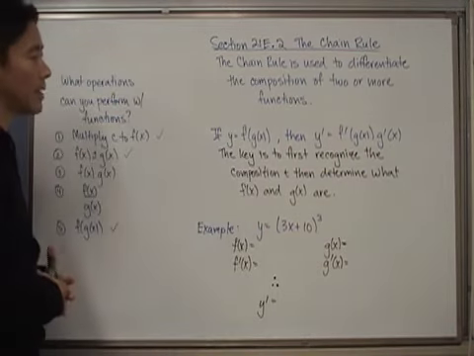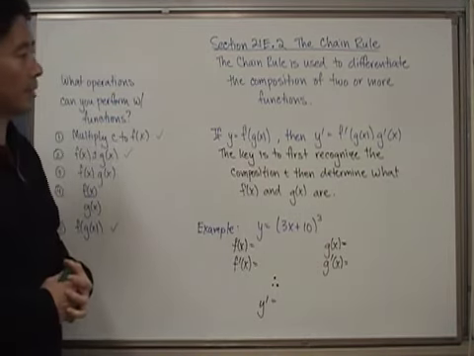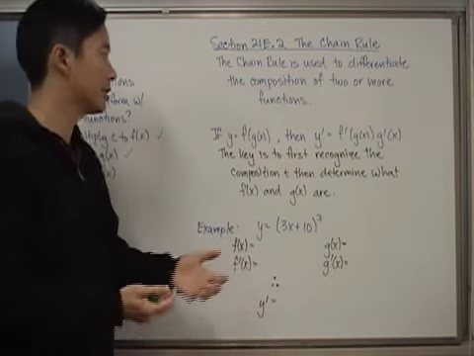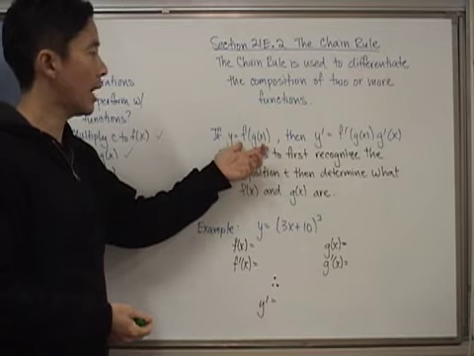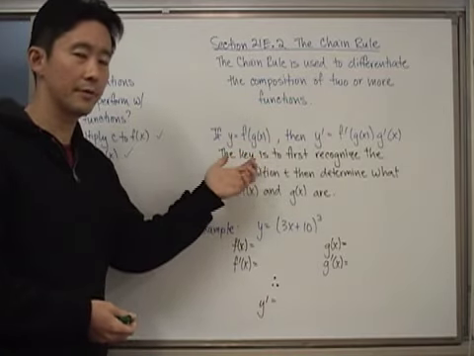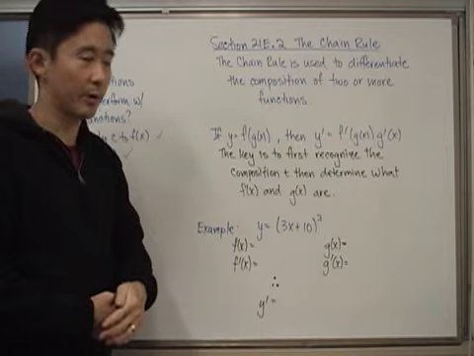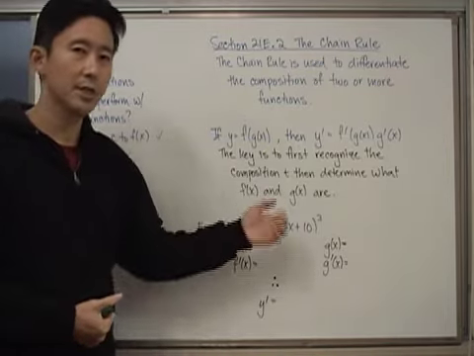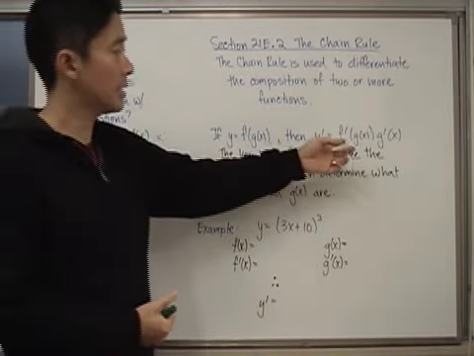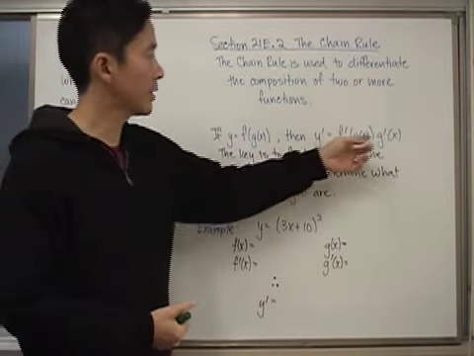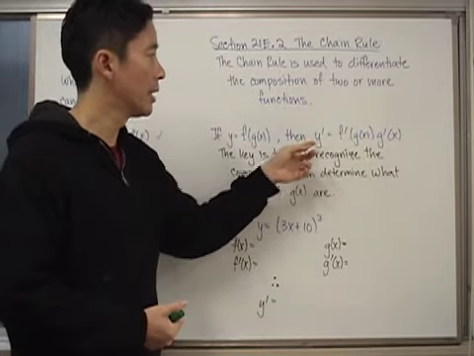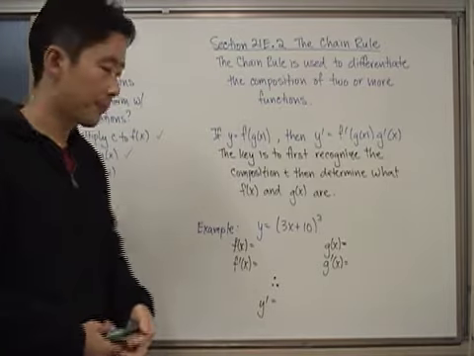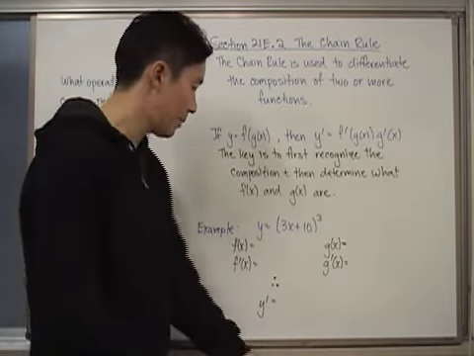Okay, so what does that mean? That means that the key is to first recognize the composition. The first thing you need to recognize is when you look at the function, yes, it actually is a composition of two functions, so I use the chain rule. The second thing you need to determine is what f of x and g of x are, so that you can perform the chain rule in order to find out what y prime is.